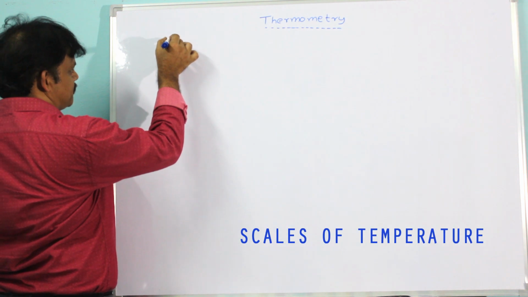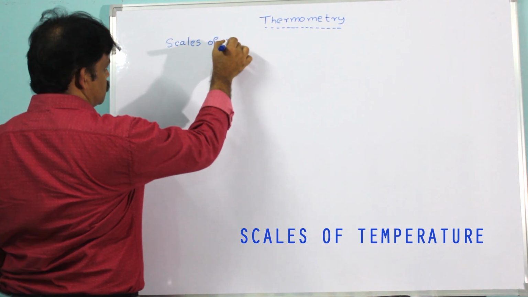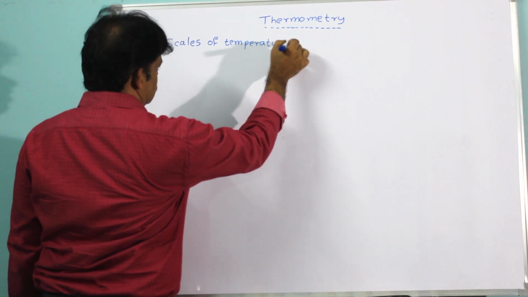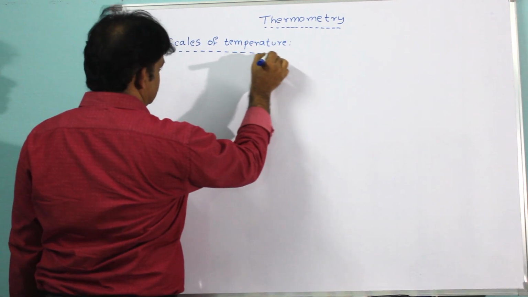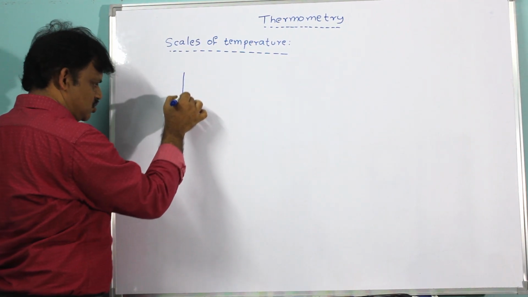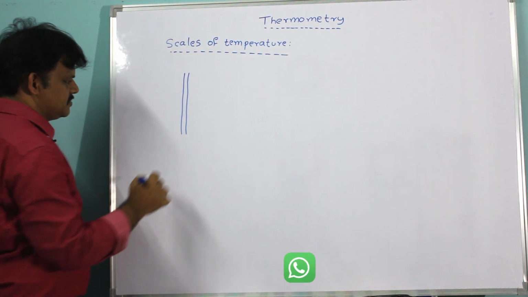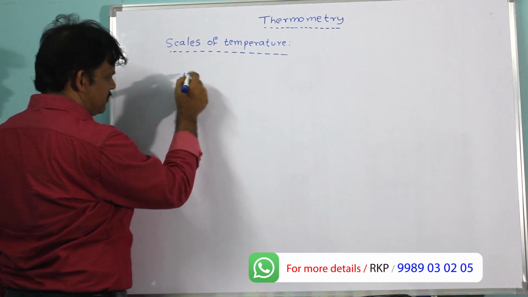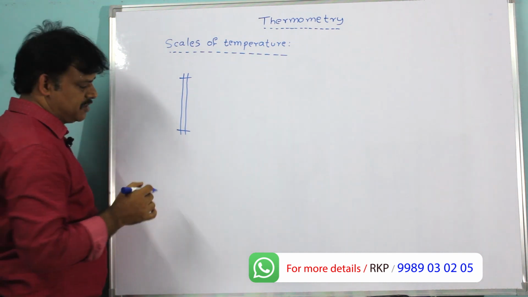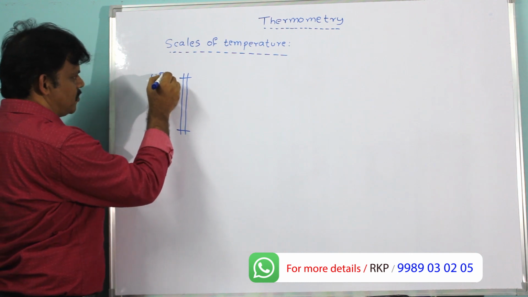Let us discuss about scales of temperature. Generally in this topic, you will be asked to find the relation between different scales. So, here let us discuss first the standard scales. I am drawing a cylindrical tube. Generally, a scale is made up of a cylindrical tube, in which thermometric liquid will be filled. So, every scale will have two fixed points. One is called the lower fixed point, the other one is called the upper fixed point.